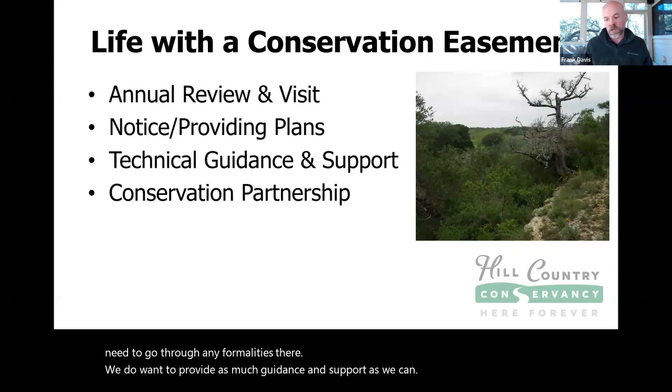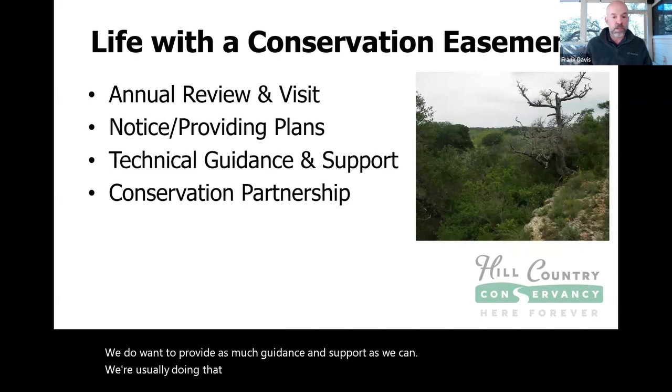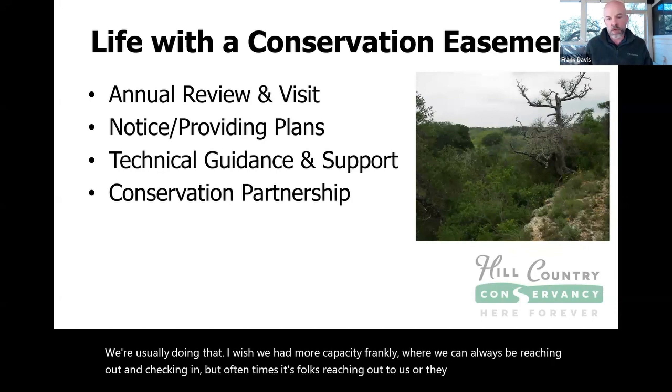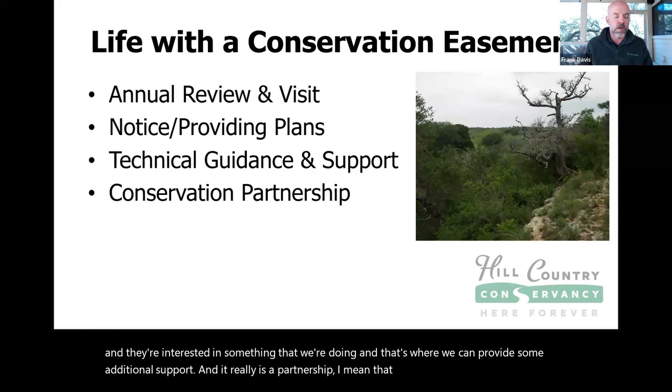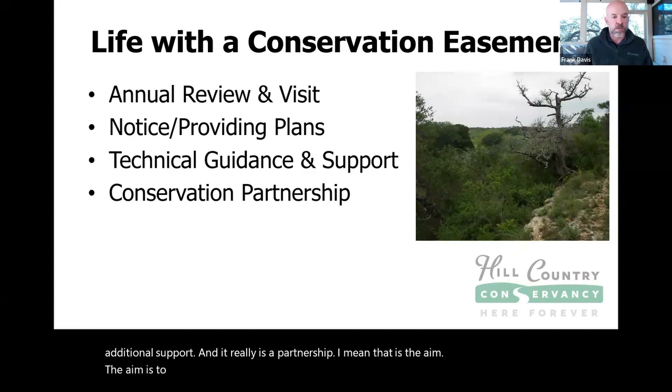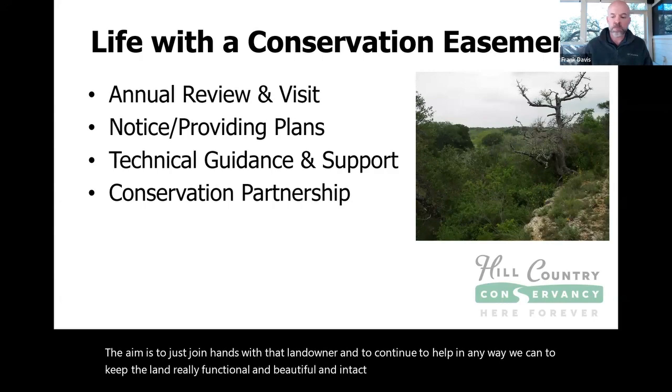We're usually doing that. Wish we had more capacity, frankly, where we can always be reaching out and checking in. But oftentimes it's folks reaching out to us, or they get a newsletter from us and they're interested in something that we're doing. And that's where we can provide some additional support. And it really is a partnership. I mean, that is the aim. The aim is to just join hands with that landowner and to continue to help in any way we can to keep the land really functional and beautiful and intact.